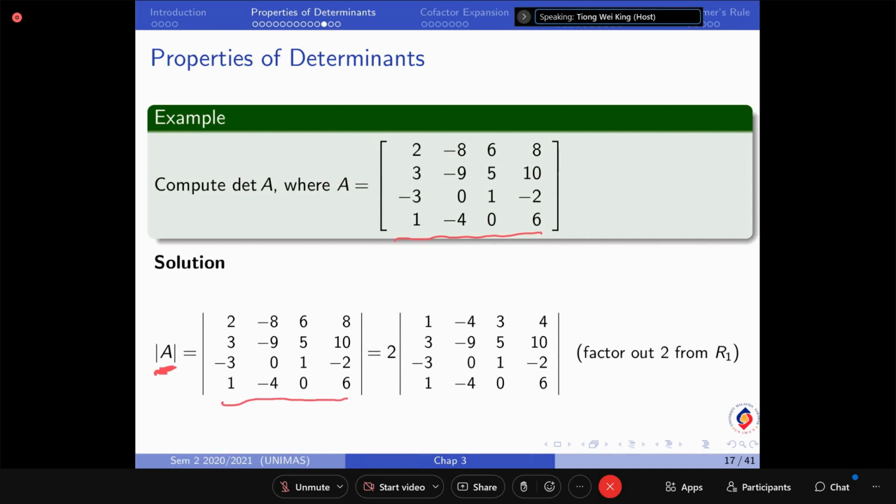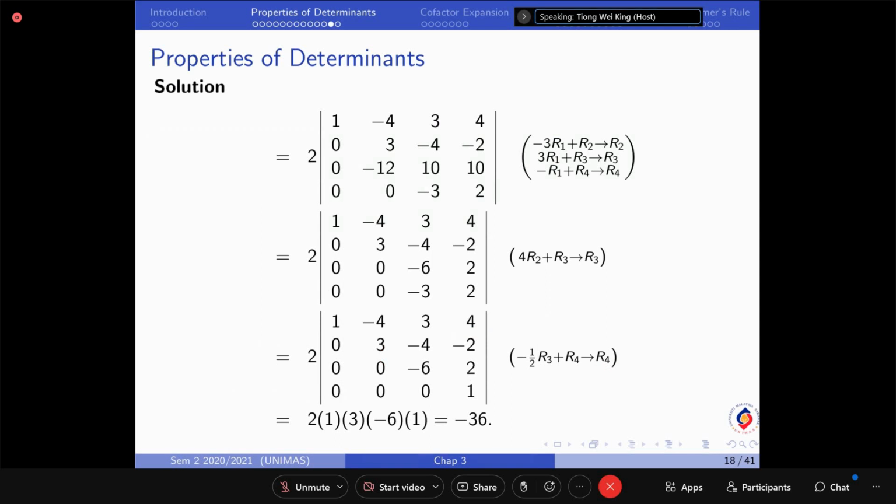Now, again, we can always factor out 2 from row 1. That's why you have this, and then the new row 1. Okay. So after that, you need to change this to 0, 0, 0 using row operation. So then we have this 3 row operation, so that we have 0, 0, 0 here.